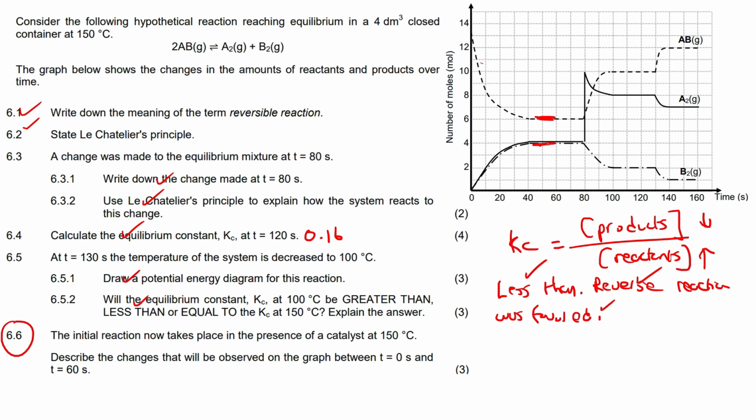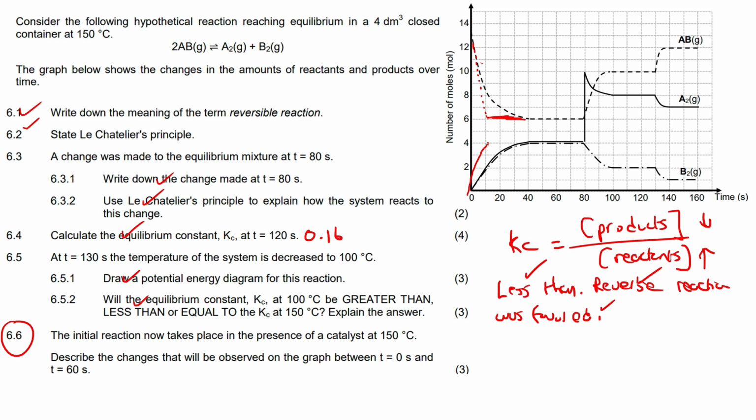Why? Because only temperature can affect your Kc. So the Kc would have to be the same. So these values would all have to be at the same point. All that would happen is that the graph, the drops would happen much faster. So maybe to there. And you would reach equilibrium much sooner. And these would go up to there.